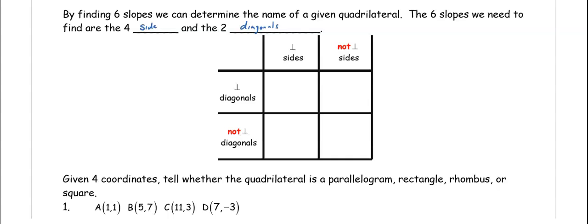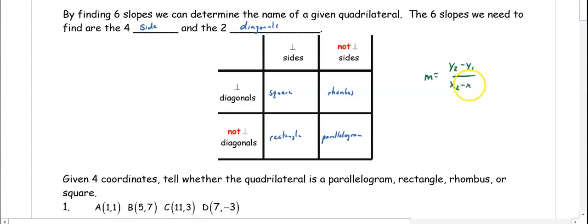If our sides are not perpendicular and our diagonals are not perpendicular, then we have a parallelogram. If the sides are perpendicular but the diagonals are not, we have a rectangle. If the diagonals are perpendicular but the sides are not, we have a rhombus. And if both the sides and diagonals are perpendicular, we have a square. So remember, when you are finding slope, the slope equation is y2 minus y1 over x2 minus x1.